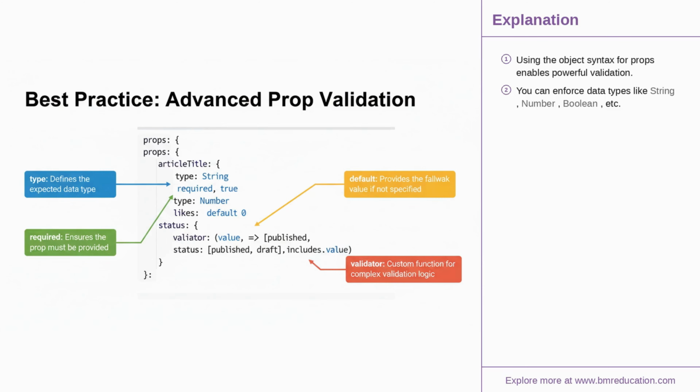To make your components more robust and self-documenting, you should always validate your props. Instead of a simple array of strings, the props option can be an object where you specify the type, whether it's required, a default value, and even a custom validator function. This catches common errors early and makes your component's API crystal clear to anyone who uses it.